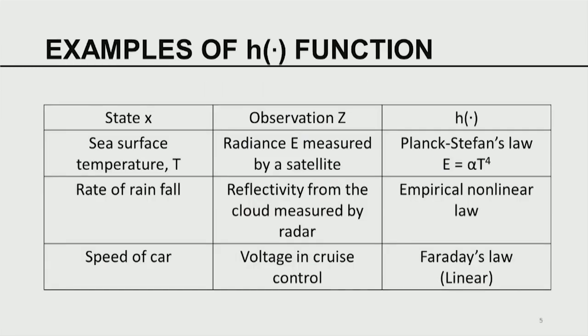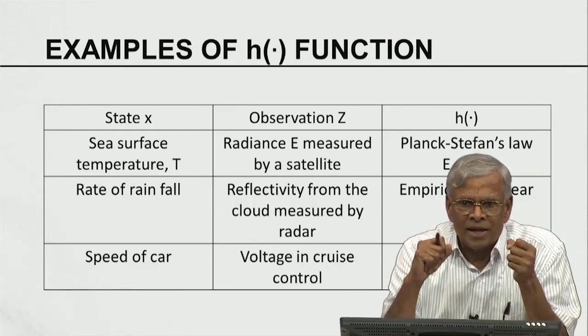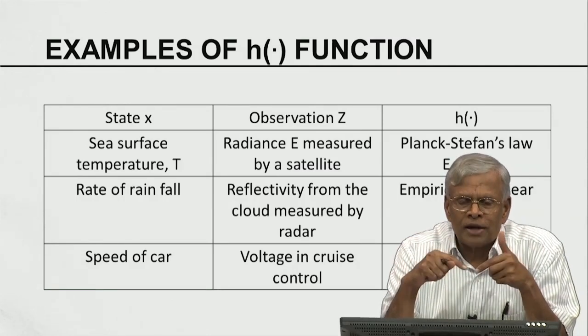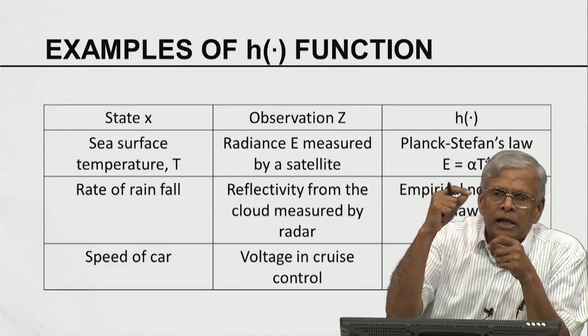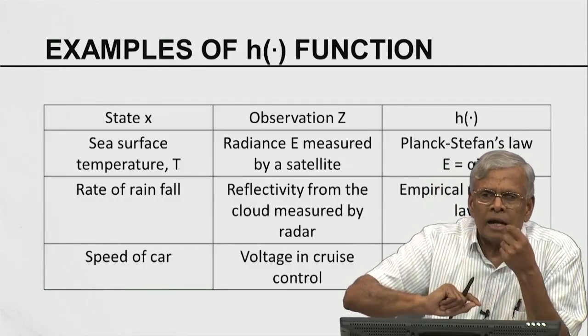Now I'm going to give examples of function h, just to give you a feel that this formulation is for real, and it captures the spirit of what happens in practice. Suppose I'm interested in modeling the sea surface temperature of an ocean. So let T be a sea surface temperature. For example, in the analysis of El Nino, we are interested in understanding the changes in the sea surface temperature at the equatorial Pacific, west of Hawaii. It is very difficult to go and make measurements. So we try to infer the temperature of the sea surface by looking at the energy radiated from the hot surface, by measuring the radiated energy from a satellite and recovering the temperature.